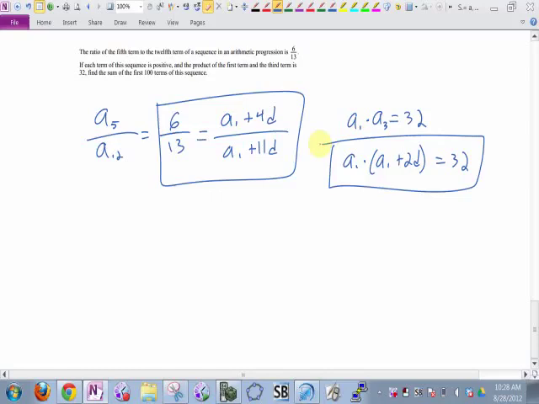Now, here's the thing. They want us to find the sum of the first 100 terms. The sum of the first 100 terms is going to be 50 times A1 plus A100, also known as A1 plus 99D. So is there any way I can extract from either of these what this stuff is? No, I'm pretty sure. It's looking like you're actually going to have to find out what A1 is and what D is, and then use them to find the sum. Gross. I think your best bet is solving for this D. Honestly.